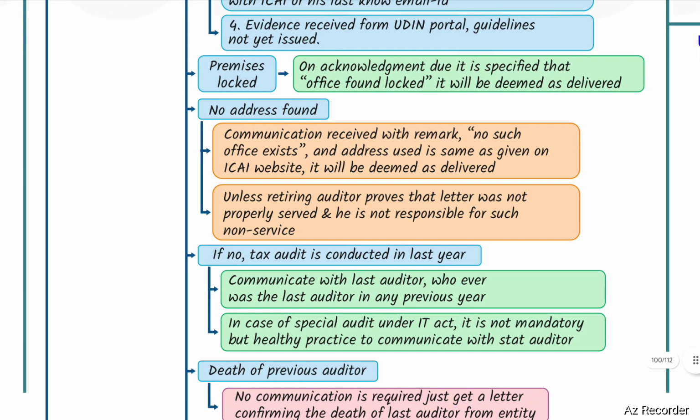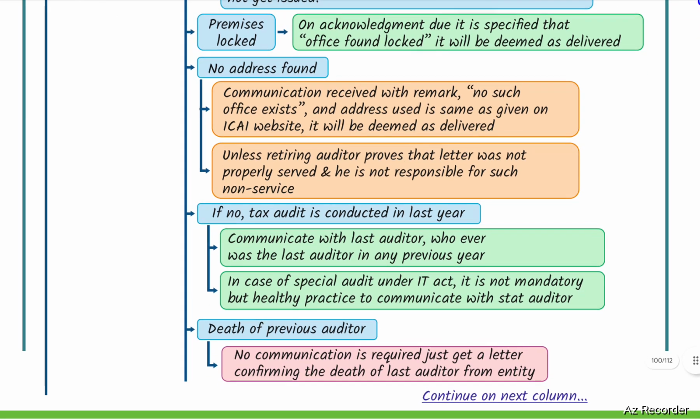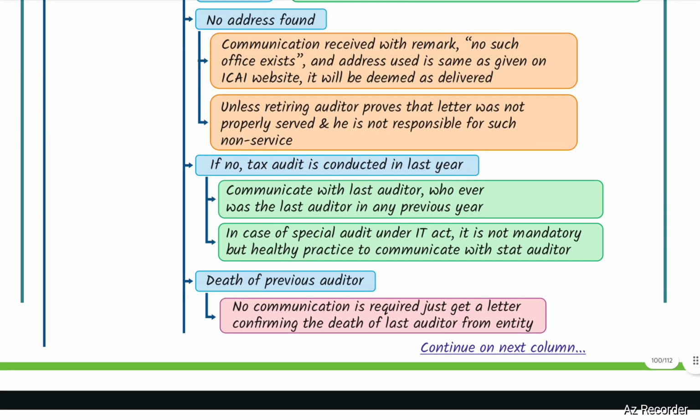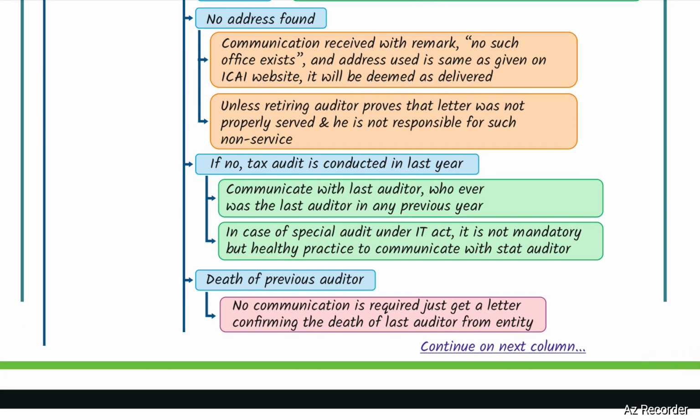On acknowledgement due, if it is specified that office found locked, it will be deemed as delivered. No address found: communication received with a remark, no such office exists, and the address used is the same as given on the ICAI website, it will be deemed as delivered, unless the retiring auditor proves that the letter was not properly served and he is not responsible for such non-service. If no audit or tax audit was conducted in the last year, communicate with the last auditor, whoever was the last auditor in any previous year.